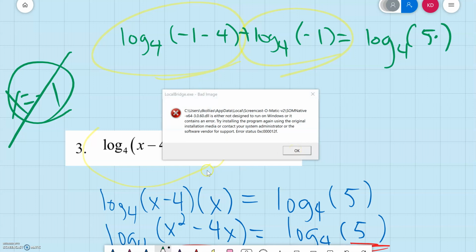Okay, we're going to end this here. But anyway, our one solution is just x equals 5.